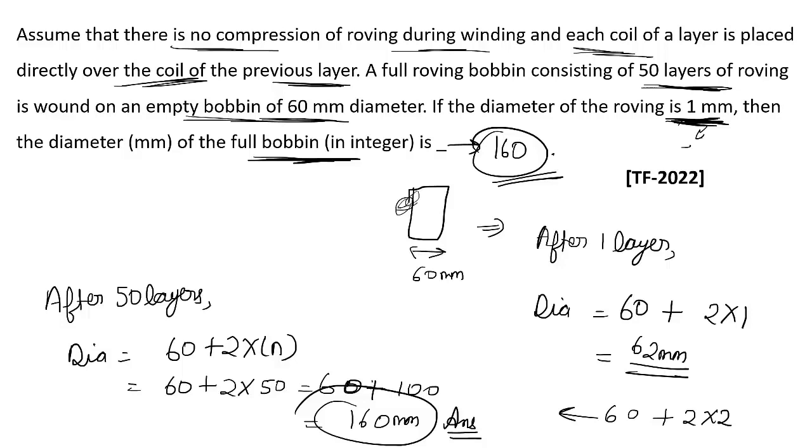So you just need to know the basics of how this winding is done, and why it is 2 into n, since there is a front and a back. So 2 into 1, whatever is the diameter of the roving, it is on the front side as well as the back side, and you need 50 layers, so 60 plus 2 into n comes out to be 160 mm. Now coming to the next question.